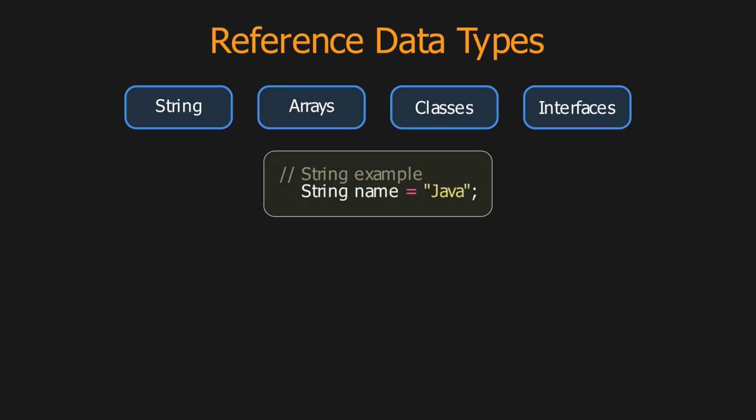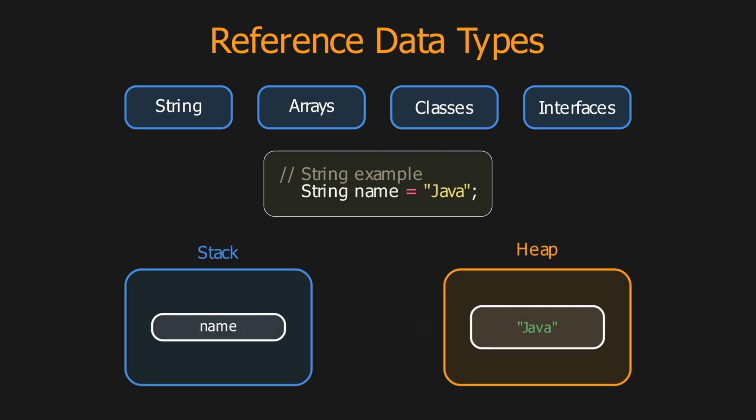When you create a string with String name = "Java", Java allocates memory in two locations. In the stack memory, a variable named name is created, but it doesn't contain the actual text. Instead, it stores a reference to the heap memory where the string "Java" is actually stored. This reference works like an address, pointing to where the real data lives.